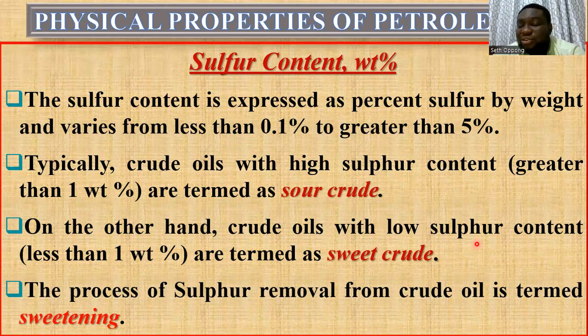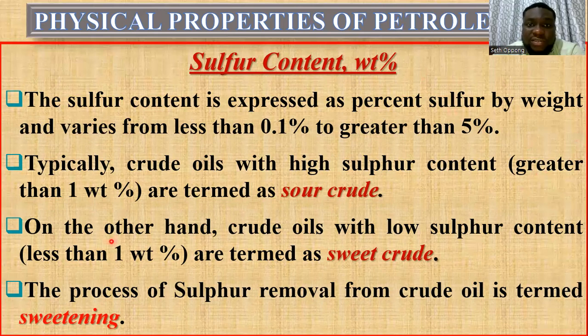And normally the sour crudes are found in heavy crude oil or very heavy crude oil, or crude oil which is very thick. And then the sweet crudes are normally found in crude oil which is very light. So the sulfur content will determine how light or heavy your crude oil actually is.